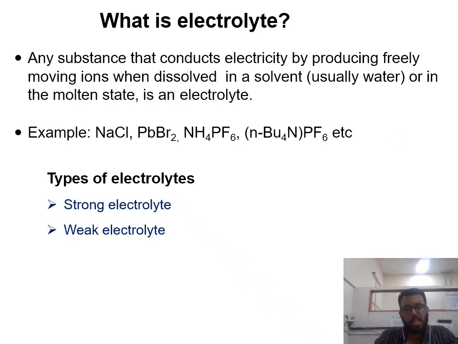So any substance that conducts electricity by producing freely moving ions. The more the number of freely moving ions, the higher the electrolyte conductivity will be. So when you dissolve it in a solvent, where freely moving ions are present, such as water, or in the molten state, that is called an electrolyte.